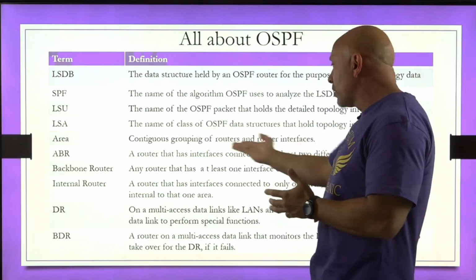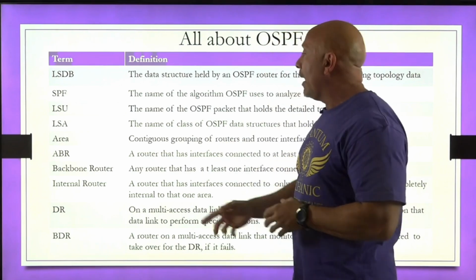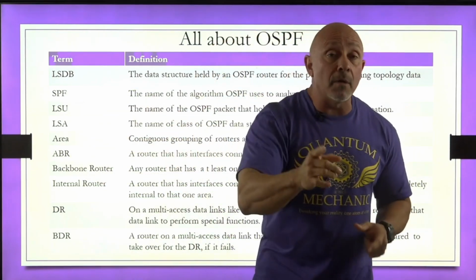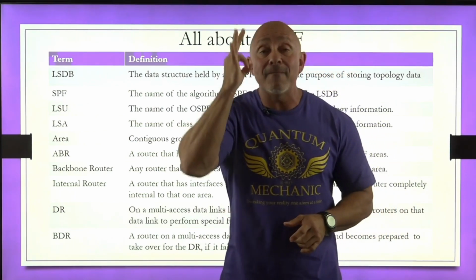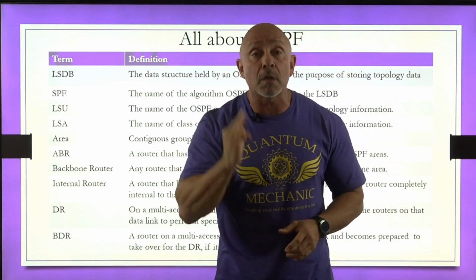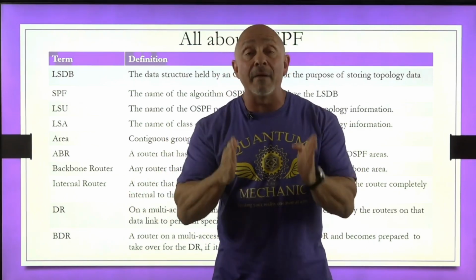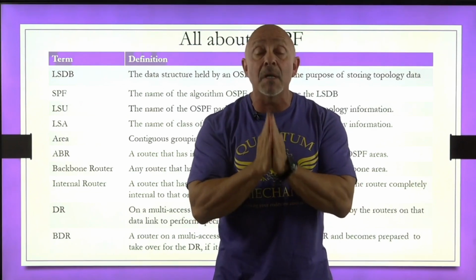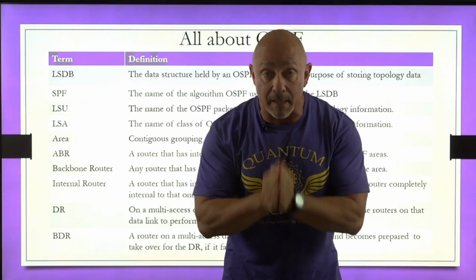An area is a contiguous grouping of routers and interfaces. You're sharing your routing table. And then an ABR, that is an area border router. Area 0 is considered the backbone area. That is the first area that you have to make sure comes up in a real world scenario. In a lab, you can do whatever you want, but area 0 is the backbone area, okay? And everybody must connect to area 0 because area 0 updates everybody else.